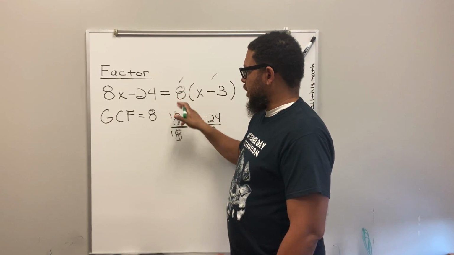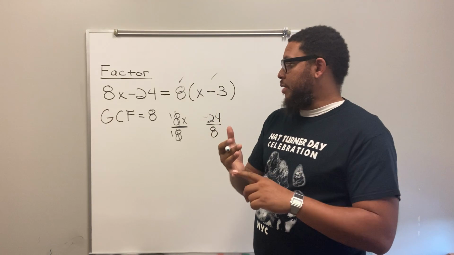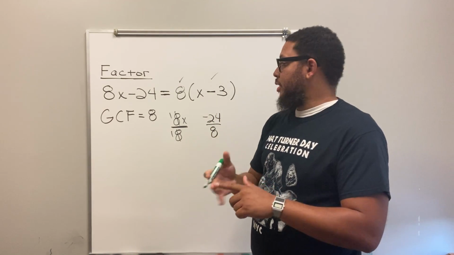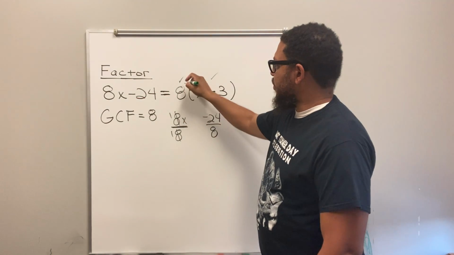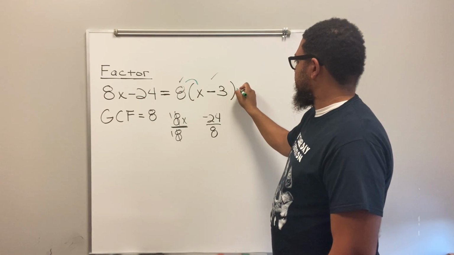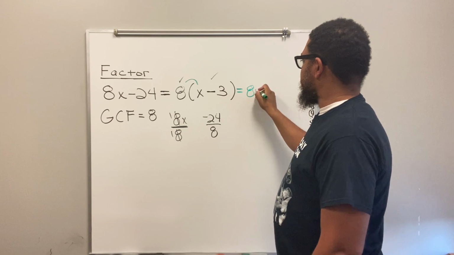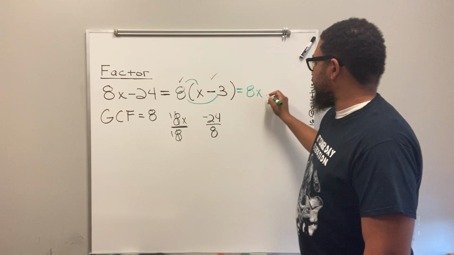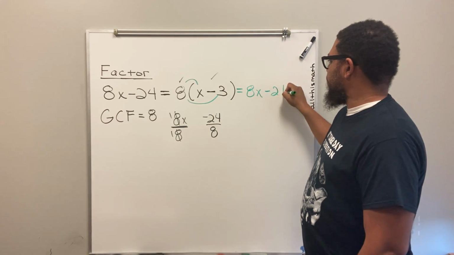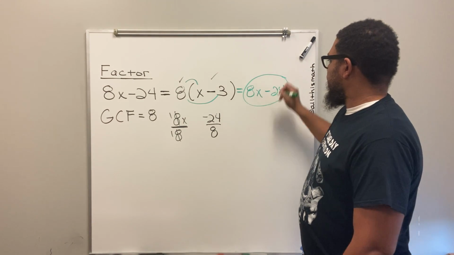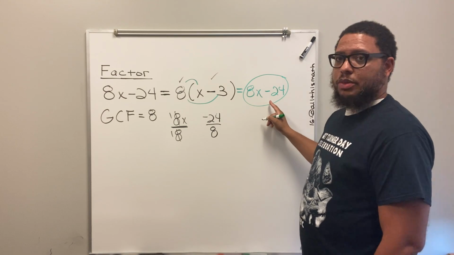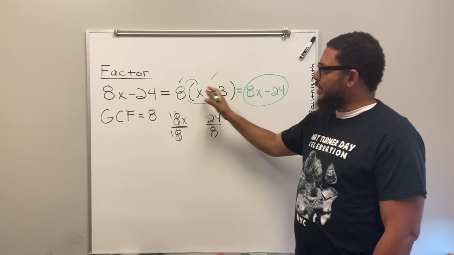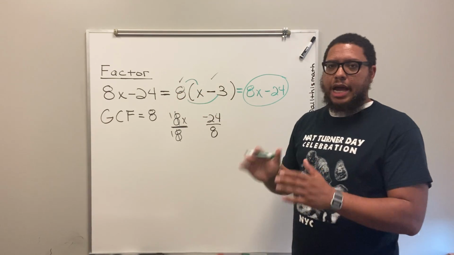We know the GCF is 8 because it's got to be, because 4 is not it, 2 is not it, and 1 is not it. It's 8. So you do 8 times x, and that's going to be 8x. And then you do 8 times negative 3, and that's going to be negative 24. And notice that we started out with 8x minus 24. So that's proof that this is correct. So this is how you check your work.